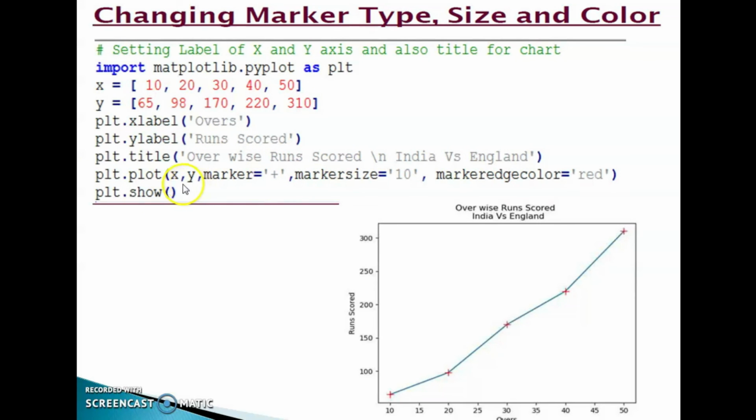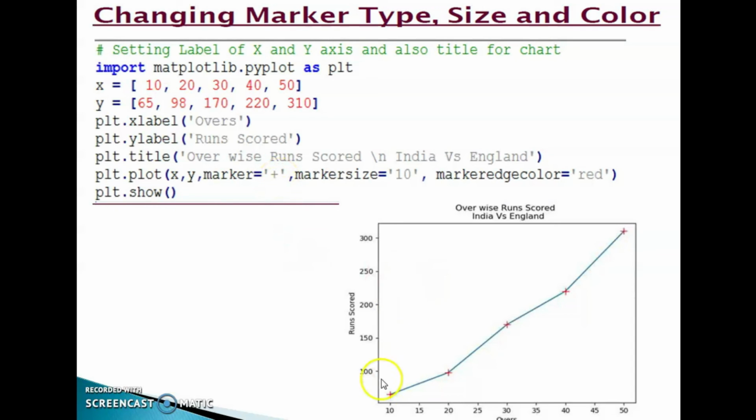The next one, x, y: x-axis and y-axis, x coordinates and y coordinates. Then marker is equal to plus. Marker is equal to plus means plus marker. We can see the plus marker. Check this one. These all are plus markers. We gave here the marker attribute as plus. Marker is equal to plus.